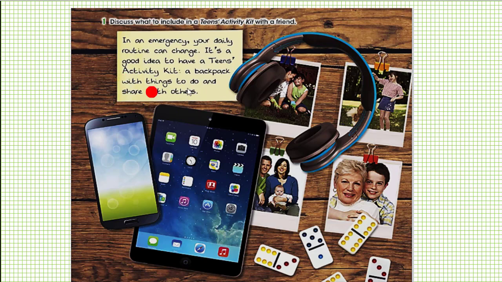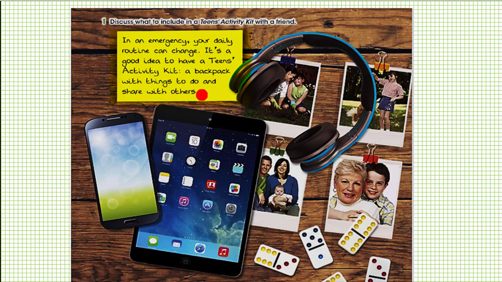So, in this case, let's read together, for example, this. In an emergency, your daily routine can change. Dice, en una emergencia tu vida diaria puede cambiar, y es cierto. It's a good idea to have a team's activity kit. Es una buena idea tener, dice, un kit de emergencia. Por ejemplo, a backpack with things to do and share with others. Una mochila con cosas para hacer algo y compartir con los demás.